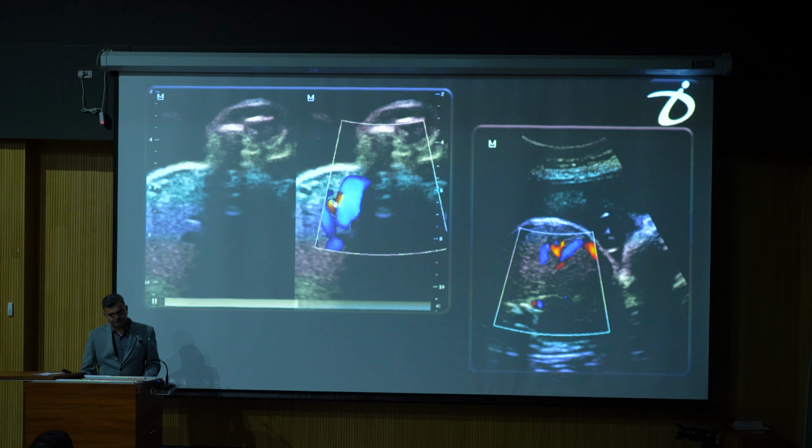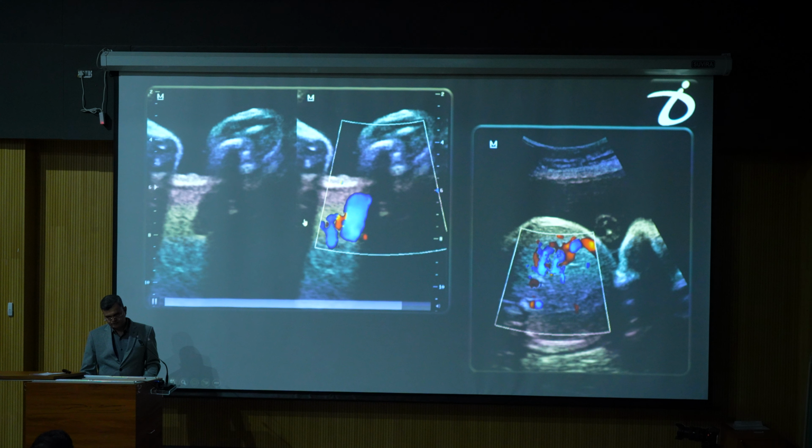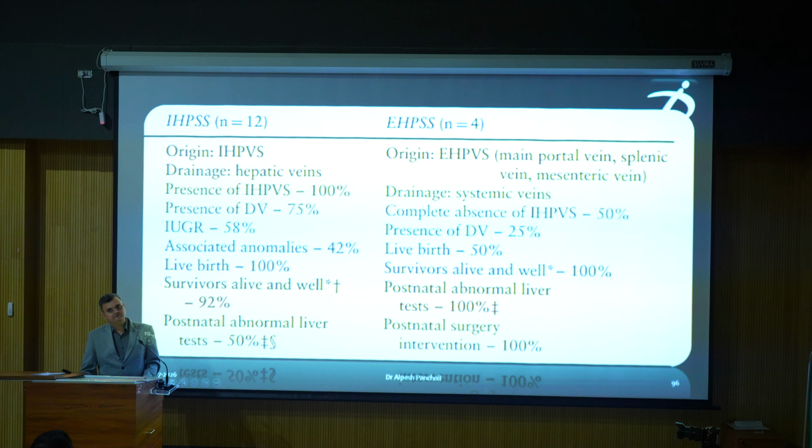So here it is an abnormal channel connecting the hepatic vein and the umbilical vein. So this is an intrahepatic portosystemic shunt type 3A. The presence of AHPVS in 100% of the cases, DV can be present in 75% of the cases. These patients tend to develop IUGR, associated anomalies at a higher rate, about 40% of the cases. Live birth happens in 100% of the cases, and postnatal abnormal liver function test in about 50% of the cases.